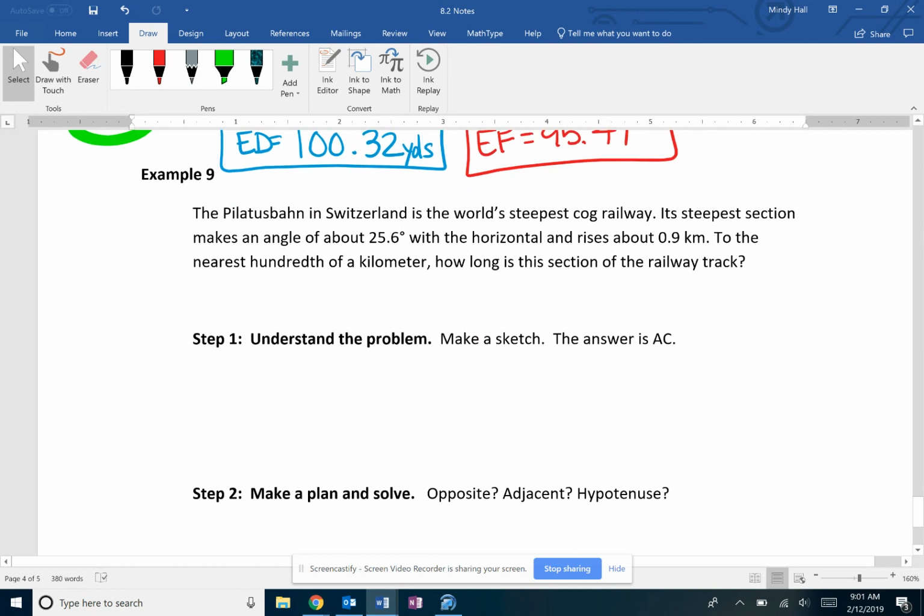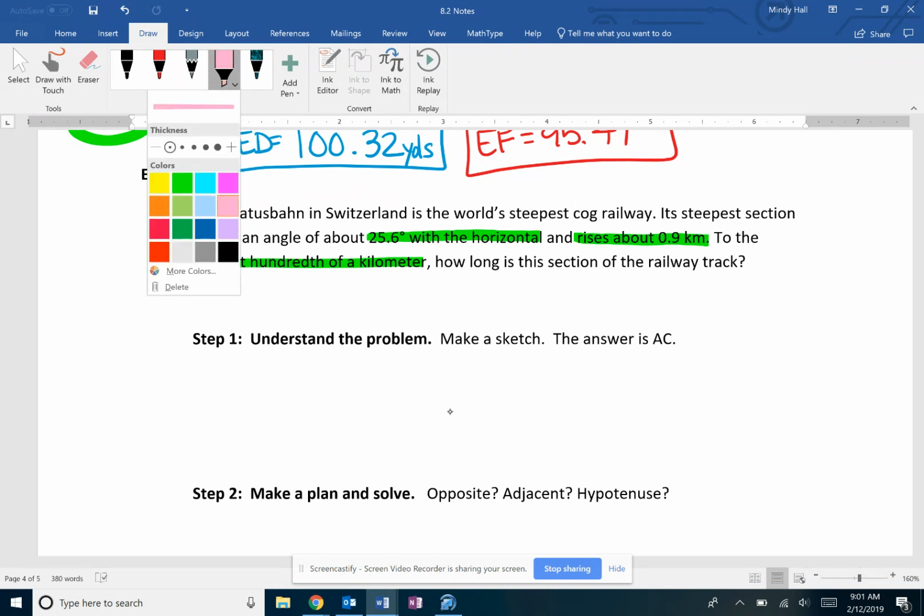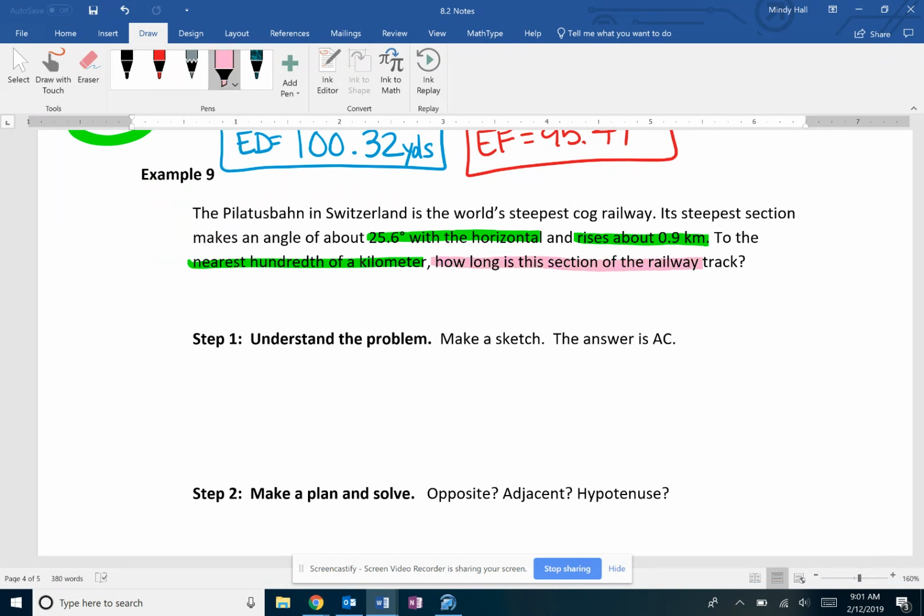Our last one is about the Palatzbahn or something like that in Switzerland. It is the world's steepest cog railway. Its steepest section makes an angle of about 25.6 degrees with the horizontal, and it rises about 0.9 kilometers. To the nearest hundredth of a kilometer, how long is this section of the railway? Some of you, by the way, may find it easier if you highlight or mark up the actual question. That way you can see what your answer should be about.